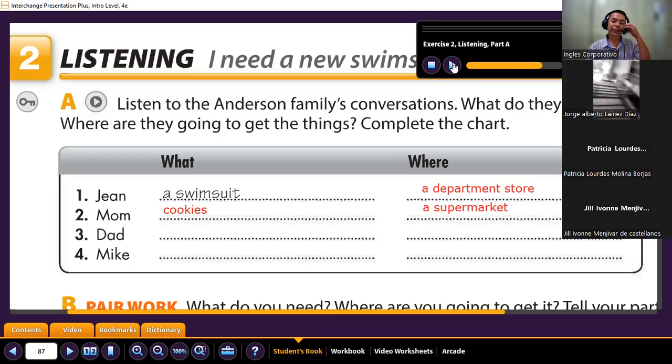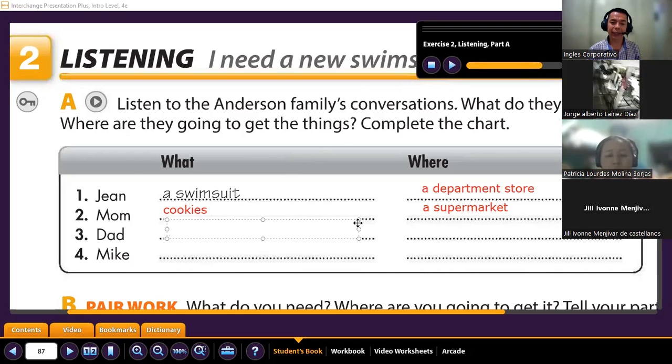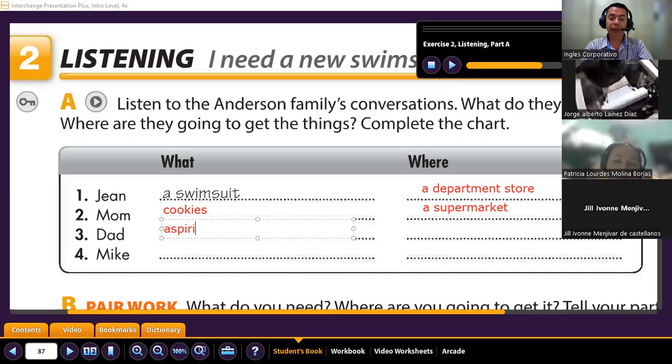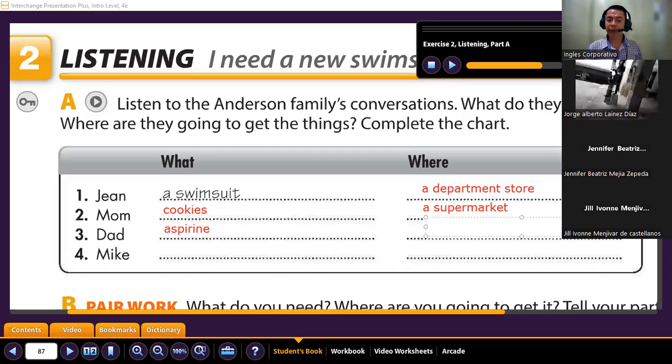Okay, what does the dad need? Aspirin. Aspirin, correct. And where is he going to? To the pharmacy. Into the pharmacy. And she, drugstore or pharmacy, right? The same. Very good. Drugstore. Very good. A pharmacy or a drugstore?